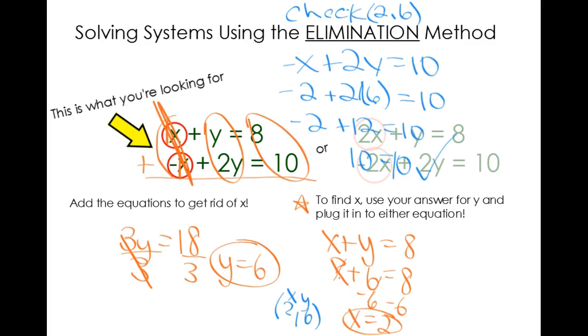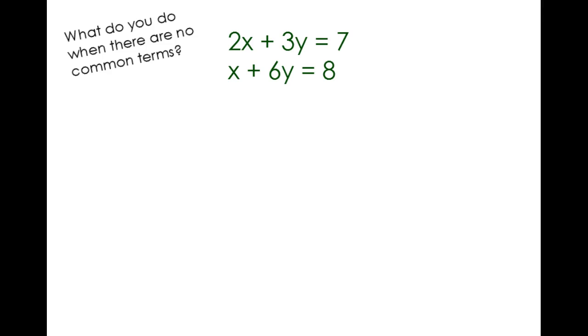All right, this one says, what do you do when there are no common terms? So in other words, 2x and x, 3y and 6y, they don't have the same coefficient in front. So it's not just a matter of adding them right away. What we have to do is make that happen.